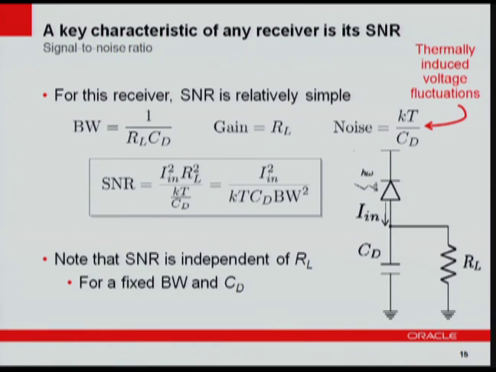Now let's talk about the noise associated with this particular receiver. We already mentioned the bandwidth, 1 over RC. The gain is simply R: the current goes to the resistor and gets converted to a voltage. The noise here is purely dictated by the capacitance on this node, kT over C.